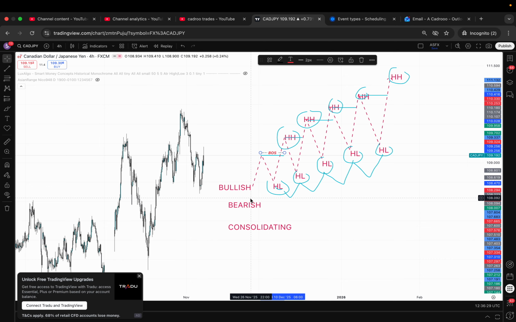And for the higher lows, it means that sellers are unable to push price as low as before, meaning buyers are stepping in earlier. So let me illustrate this break of structure for you guys so you will understand very well.